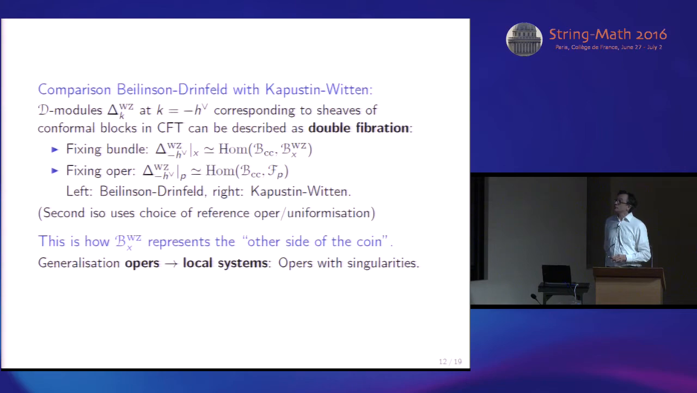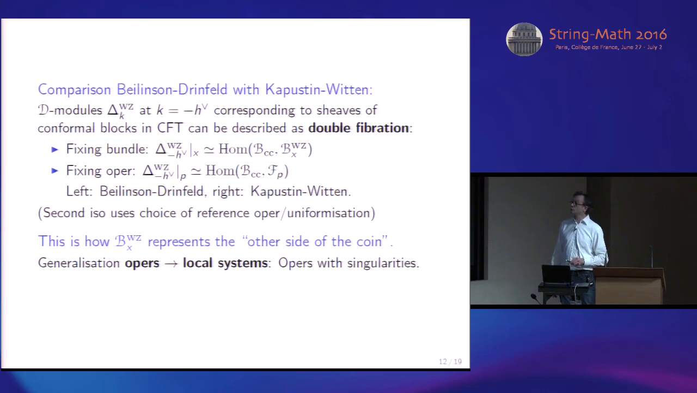So, when we consider the D-modules that the conformal field theory gives us at the critical level, which corresponds to the sheaves of conformal blocks on Bun_G that the conformal field theory defines, basically what we can represent them as is a double fibration. So on the one hand, we can fix the bundle and just ask, for a fixed bundle, what is the space of conformal blocks twisted by this fixed bundle. That is what is denoted like that. And this is what we would, in the TQFT language, identify with a Hom space between branes.